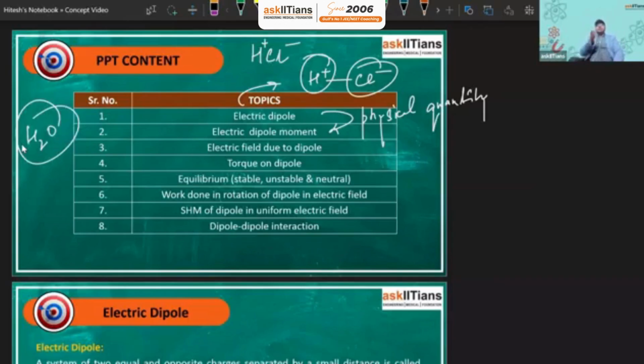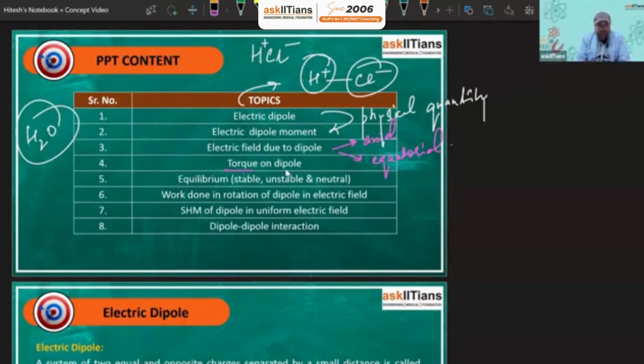Then we'll be talking about the electric field due to a dipole at various points. Most importantly, the electric field due to a dipole at the axial point and at the equatorial point. Then in this series we'll be talking about the torque on a dipole. Also, one more thing: a dipole is represented by an arrow.